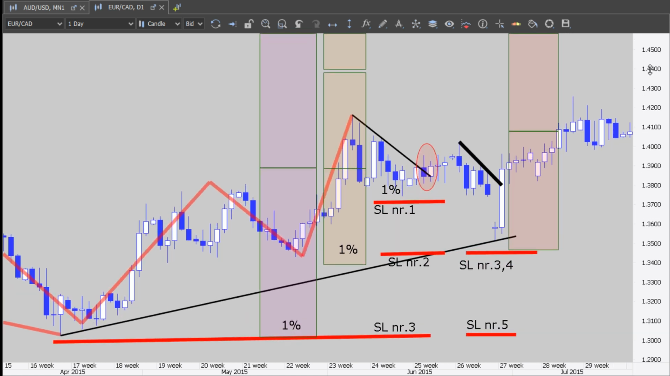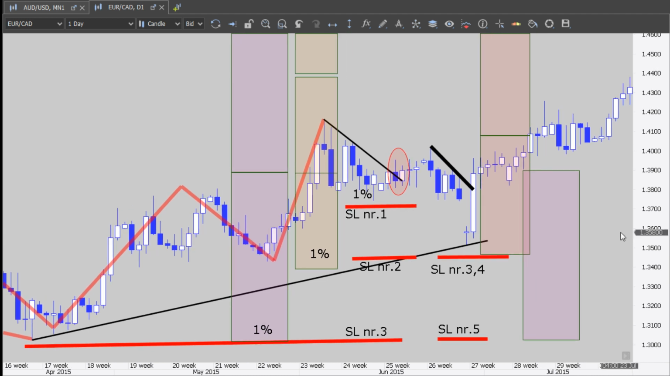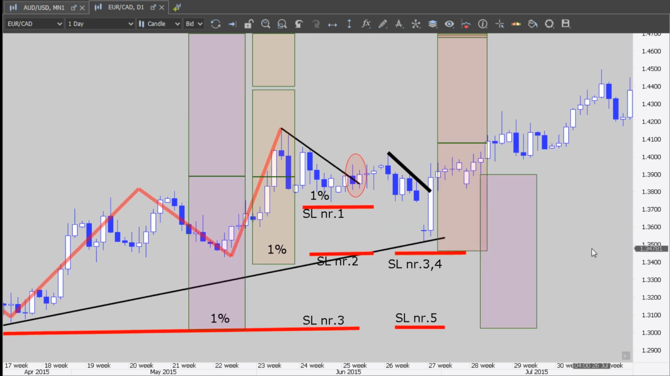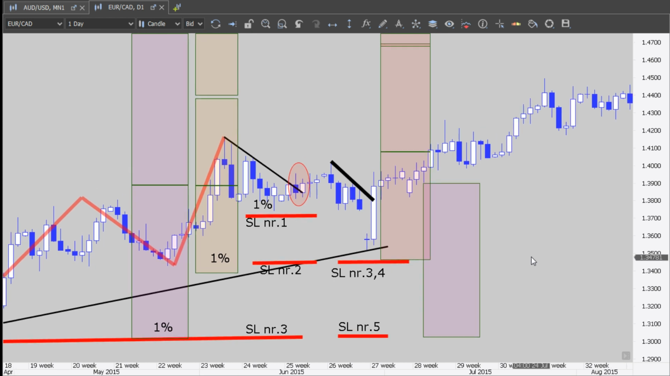Okay, so this is this, and stop loss number 5, and the entry is more or less the same as this one. So clone, right? We entered here. Okay, so let's see what is going to happen. The market is moving up. The market is moving up. Whoops, the market is moving down. Right, the market is sideways.